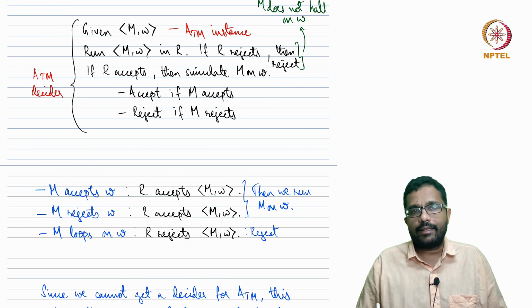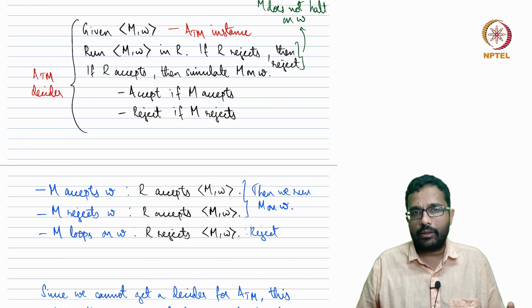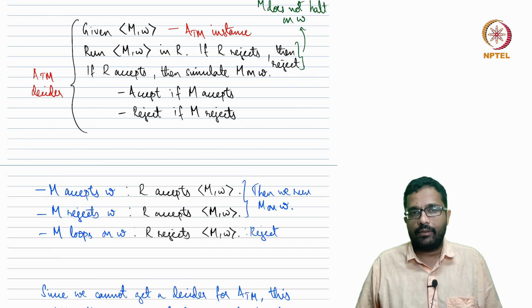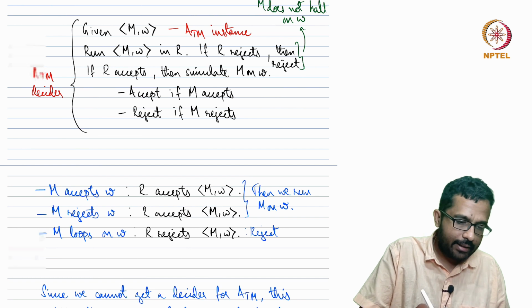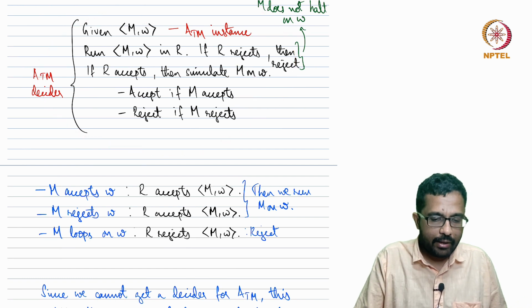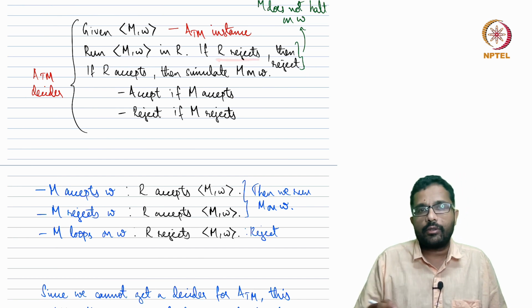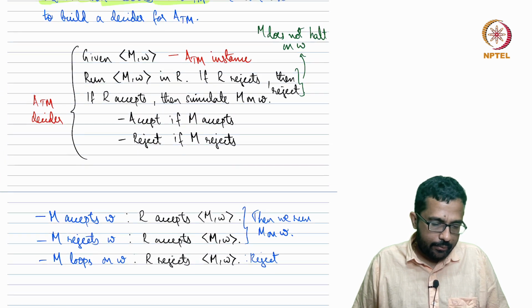So these are the three cases: M accepts, rejects, and loops. In each of these three cases, we are able to determine what happens and then make a decision accordingly. This decider, the decider that we just built over here, this never loops, because if M loops on W, we never run M on W, right? In that case, we know because of R, right?